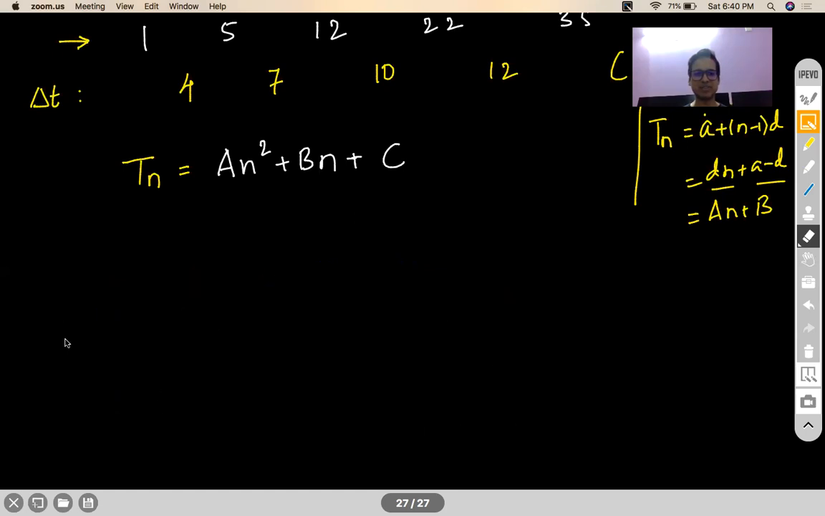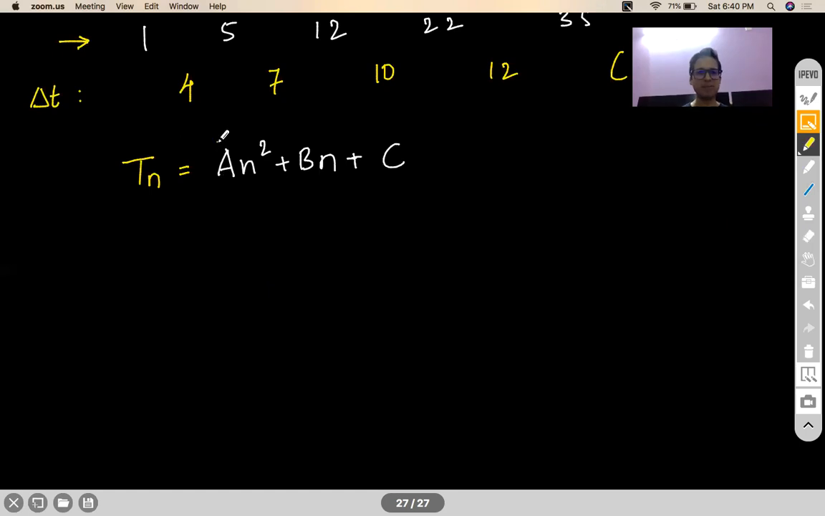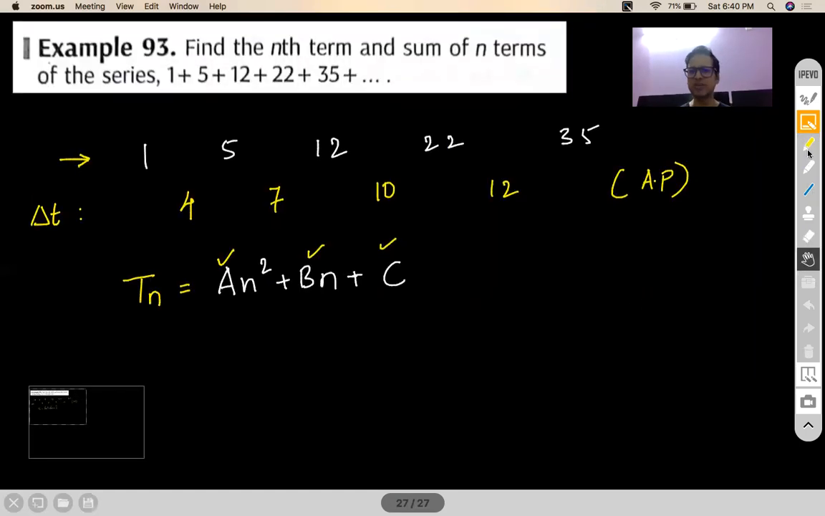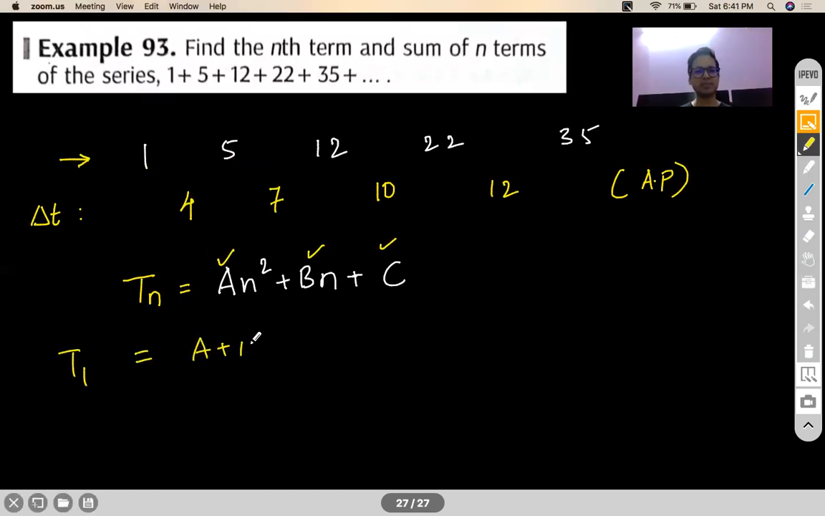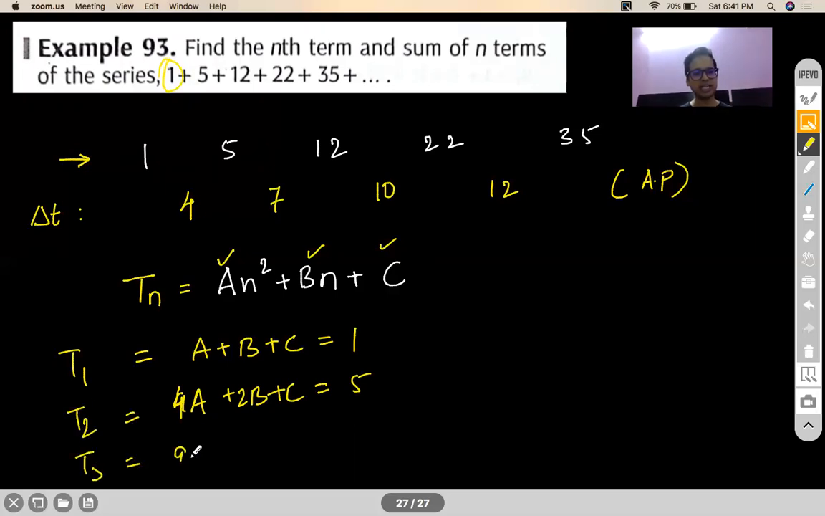I'm just going to erase this off. Okay. So for knowing your capital A, capital B, capital C, all you need to do is use some special values of n. Let's say I put n as 1. 1 will give me A plus B plus C. And that is equated to the very first term over here. First term is 1. Okay. Put n as 2, you get 4A plus 2B plus C. And that is nothing but 5. Okay. Put n as 3, you will get 9A plus 3B plus C equal to 12.